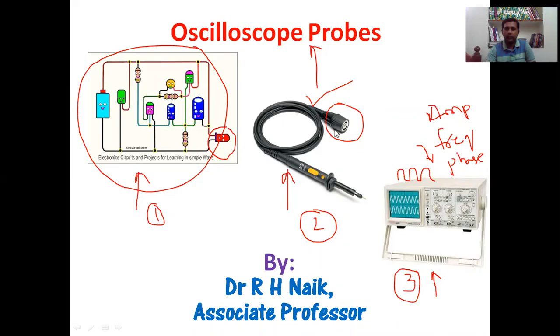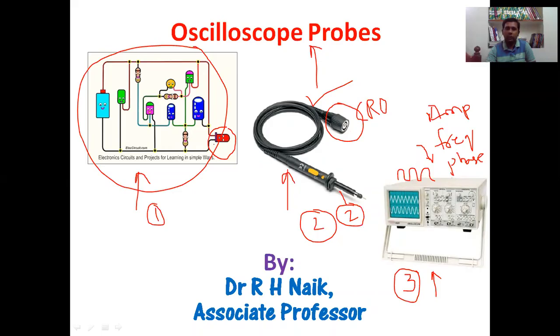So one end of this probe is connected to the circuit output, and the second end of this probe is connected to your CRO. See here, this is the CRO end. So if you see this probe, this is the CRO end. Now this we can call a BNC cable or banana cable, and the second one is connected to the circuit side. So circuit side, CRO side.